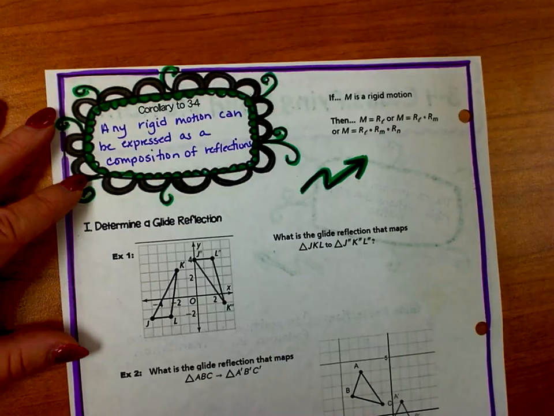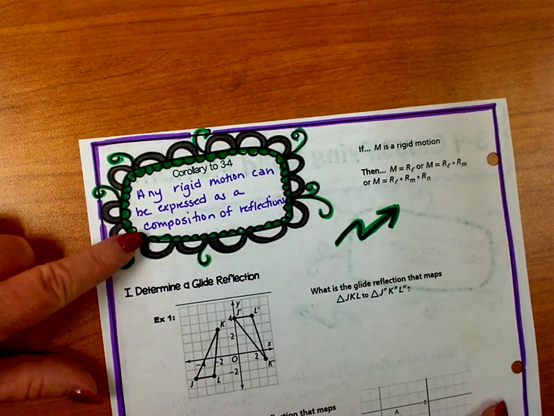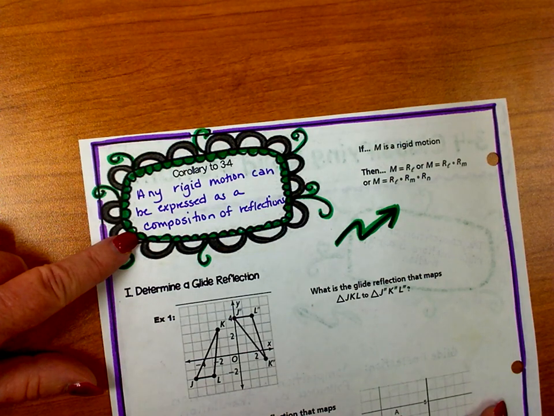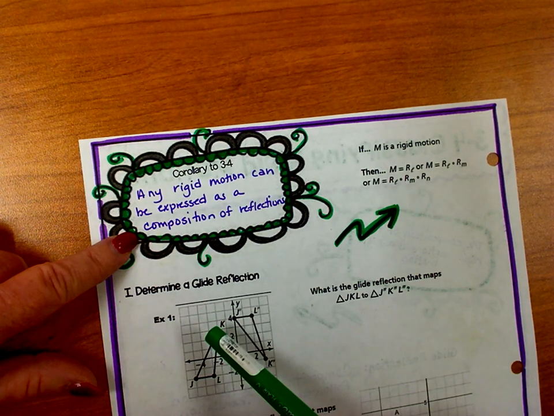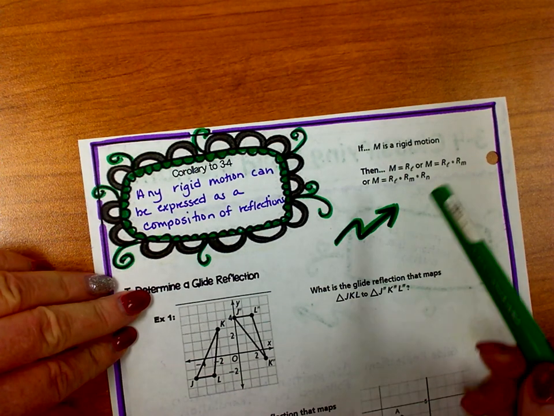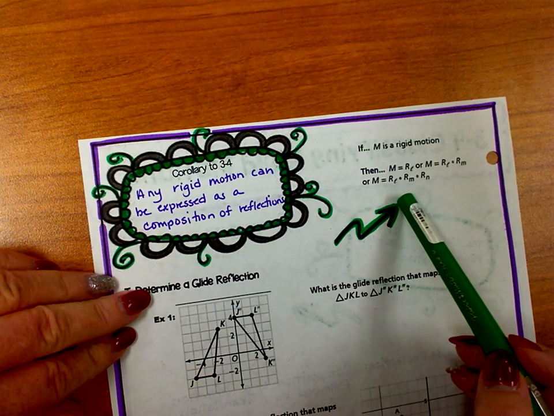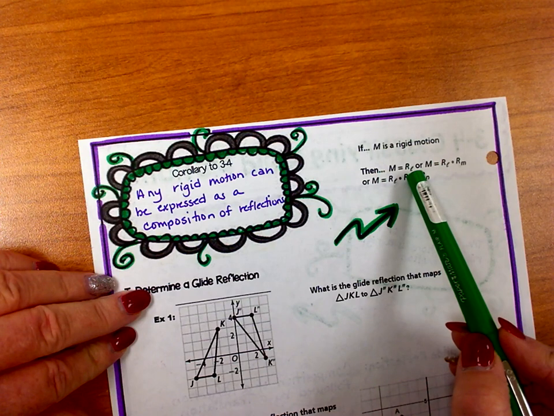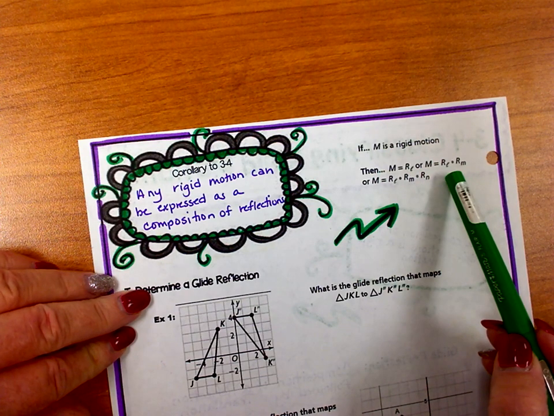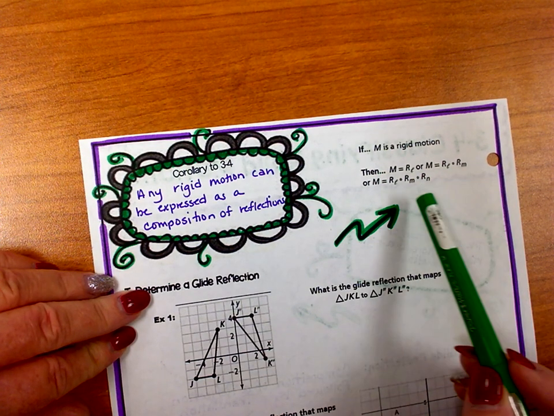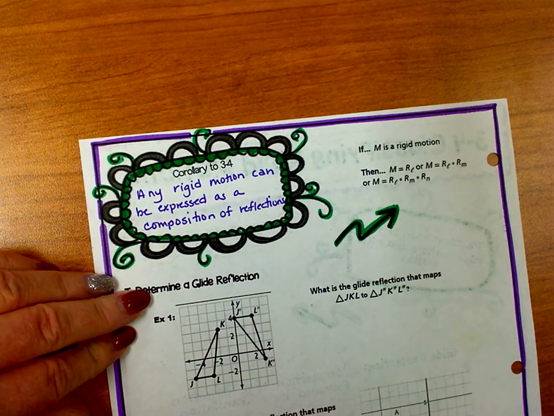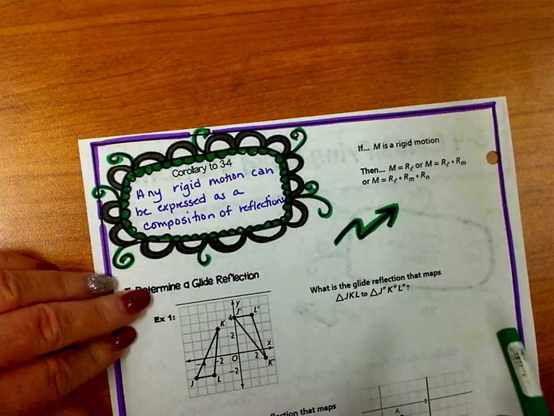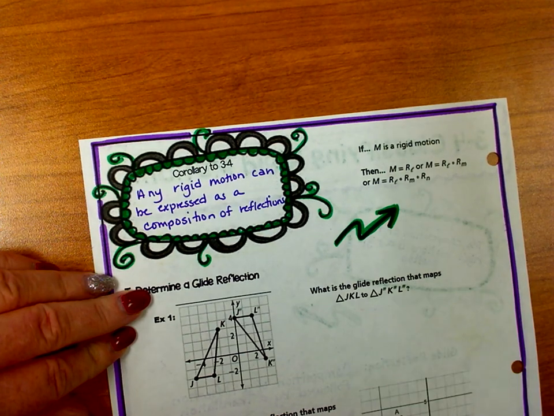And then we also have a corollary to Theorem 3.4, which is kind of like something you can tack on. It says that any rigid motion can be expressed as a composition of reflections. So, if M is a rigid motion, then either it's a reflection, or it's 2 reflections, or it's 3 reflections. But every one of the rigid motions can be rewritten as a series of reflections.